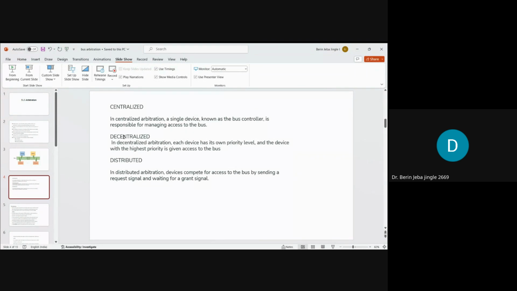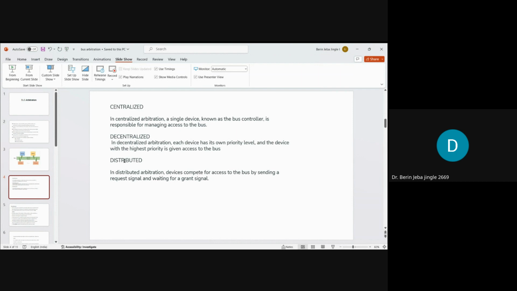Then next is the decentralized. Decentralized means the devices use the bus based on the priority level. Higher priority devices use the bus first, lower priority devices use the bus later. So decentralized means the devices use the bus based on their priority.